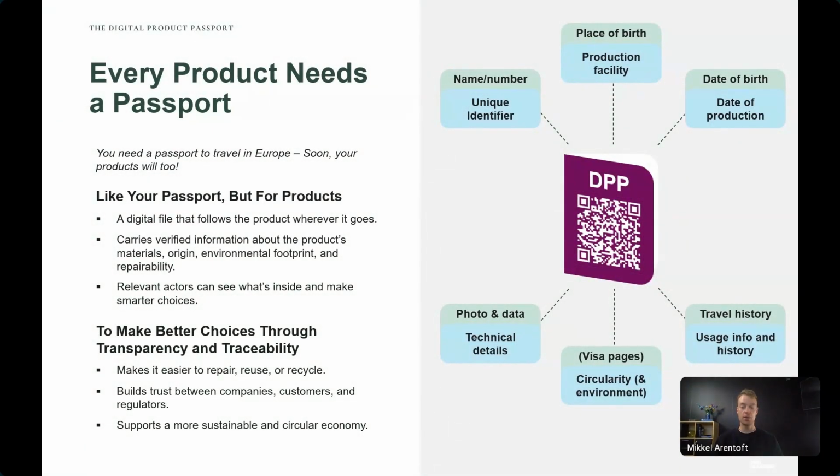Just like you need a passport to identify who you are, your products will have a passport that follows it everywhere it goes. If you compare the digital product passport to your own passport, you'll see that a lot of the data is comparable to your own. Every product has a unique identifier, just like you have your name and your number. It states the place and date of birth, which is the production facility and the date it's produced. You have a photo and, for example, your height, and your product passport will also have the technical details.